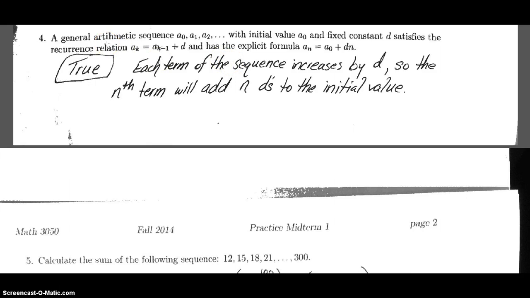Okay, number 4, general arithmetic sequence. This is basically a definition. These are probably the hardest to know how to support, but I'm just putting this in words: each term increases by d. So overall, we're going to have n of these d's.